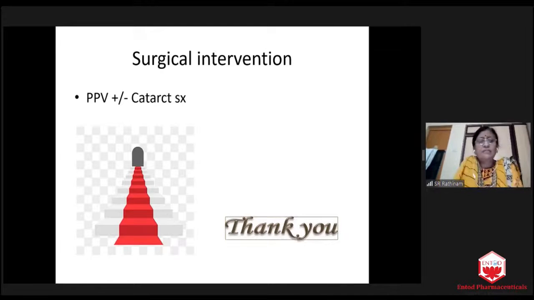And surgical intervention, as I told you, is pars plana vitrectomy or cataract surgery. In some cases of cyclitic membrane, pars plana membranectomy has been done. It is challenging, but some very good surgeons handle it so well. They do vitrectomy, they do pars plana membranectomy, they make a small hole in the posterior capsule, and then hand the patient to the anterior segment surgeon, who will put the IOL after removing the cataract. So it has to be specialized treatment. So this is about intermediate uveitis.